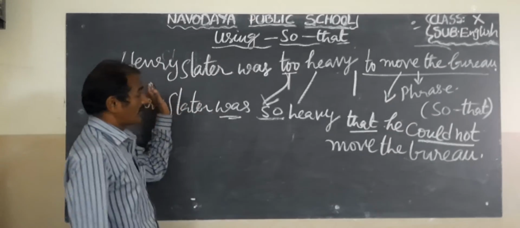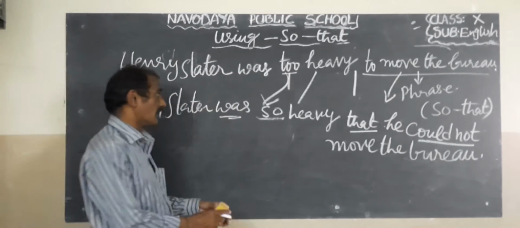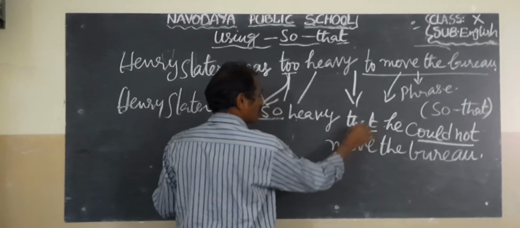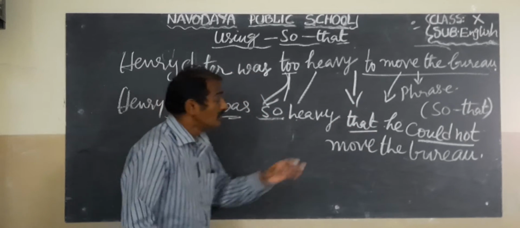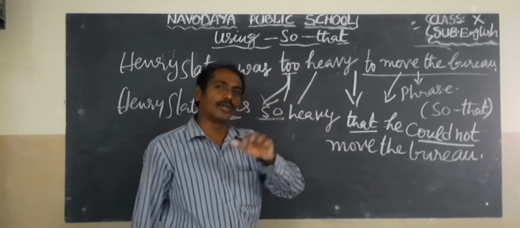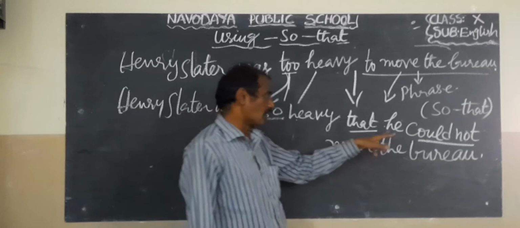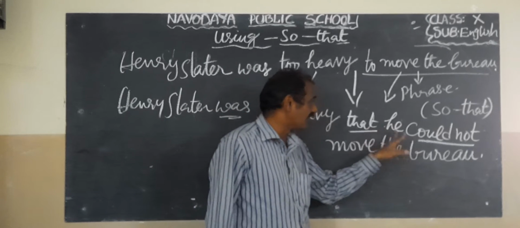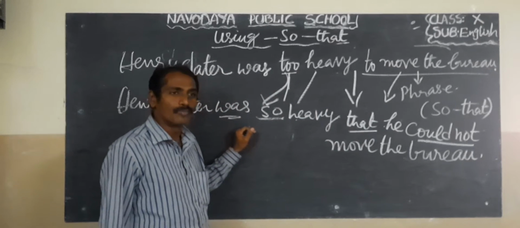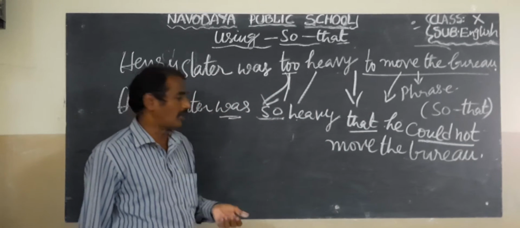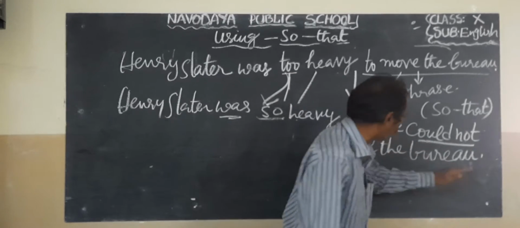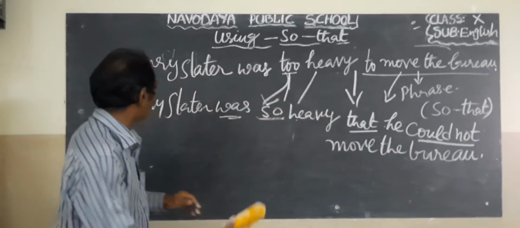So here, Henry's ladder was too heavy. Here "too" means so heavy. The conjunction is "that", so we should write the conjunction. Then after that, "to move the bureau" is the phrase, so it should be made into a clause. A clause requires a subject. So that he could not, because so heavy means unable. So we should write a negative meaning: that he could not move the bureau. He could not move the bureau.